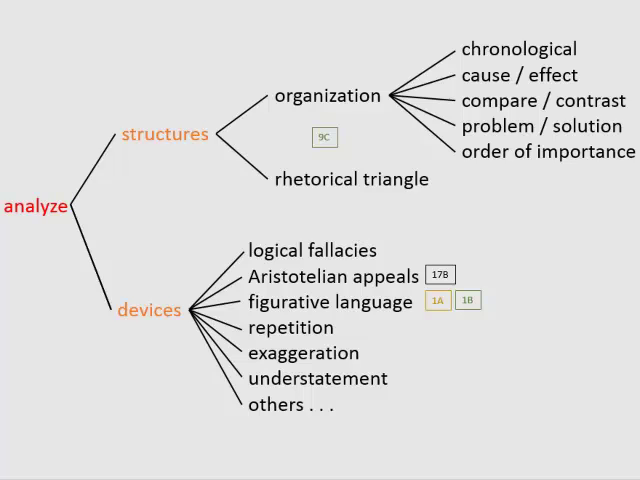When we say structures, we're really only talking about two things: the rhetorical triangle, author, audience, and purpose, and how that argument is organized, whether it be cause and effect, compare and contrast, or problem and solution. When we talk about devices, what we're really talking about is numerous items, most of which students have been taught through previous years. The key focus of this unit should be how that author uses the Aristotelian appeals, logical fallacies, figurative language, and other devices like repetition, exaggeration, and understatement to build consensus with the reader and to win them over to their side.